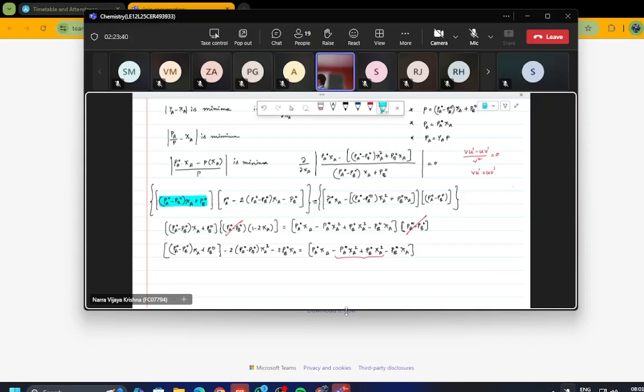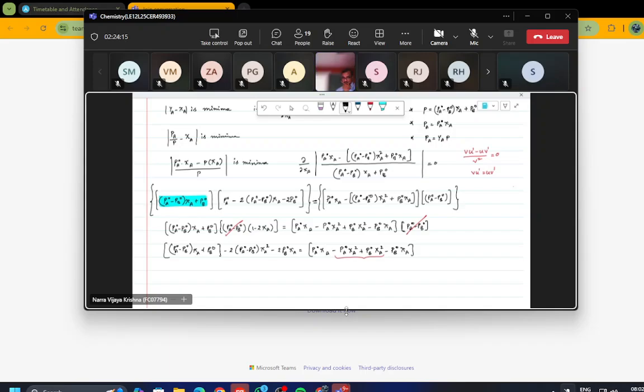And differentiating this with respect to XA, what will you get? PA naught into XA, differentiation is PA naught. Correct? Now here, this into XA square, what will you write? 2XA. So I am taking that constant into 2XA. Negative sign is there, so minus 2XA. Here also you will get a negative sign. So what will you get? I missed the 2 here. Minus 2PB naught.